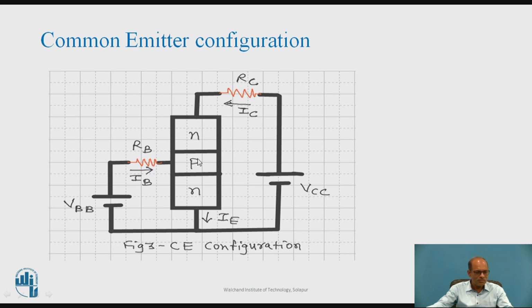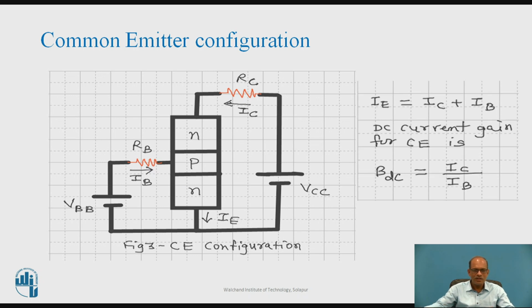Now these electrons will reach the base region. Few of them are recombined to form the base current, and the remaining are attracted towards the collector, and they are collected by the collector to form the collector current. This phenomenon remains the same, only the connections are different. Here, as the emitter is common, the output current is IC and the input current is IB, and therefore the basic equation IE equal to IC plus IB remains the same, and the DC current gain for common emitter configuration is given by beta DC, and that is equal to IC by IB.